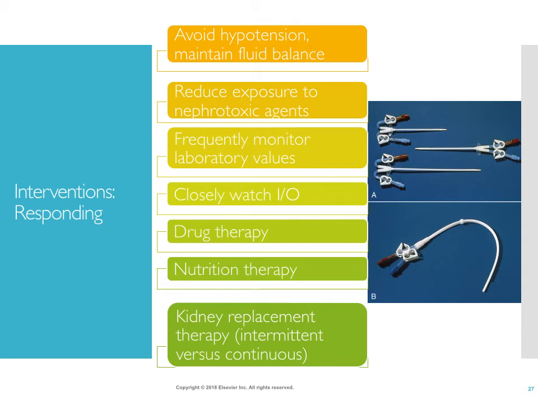We want to frequently monitor lab values. We want to closely watch I&O. We want to observe for new onset or increased peripheral edema, increased daily weights, reduced urine output, because these may be showing that the kidneys are not functioning well, and they may require treatment with fluid restrictions or diuretic therapy. We could also see impairment of acid-base balance and electrolyte imbalance that may require treatment, especially in older adults.